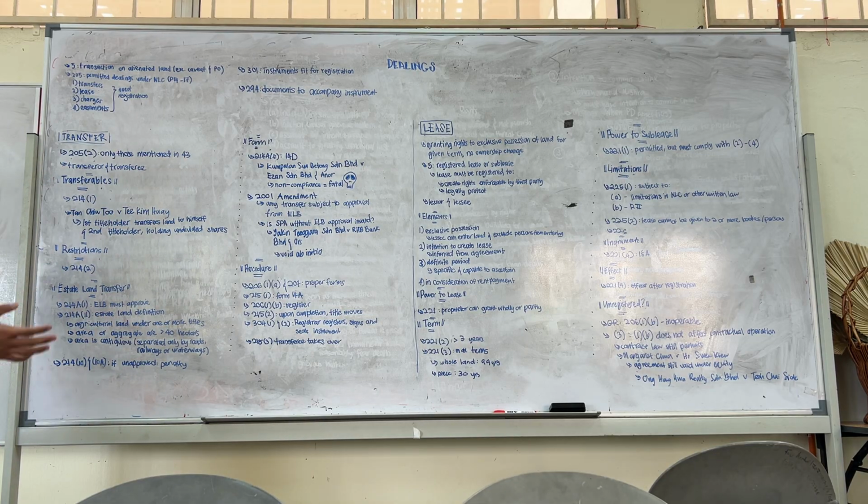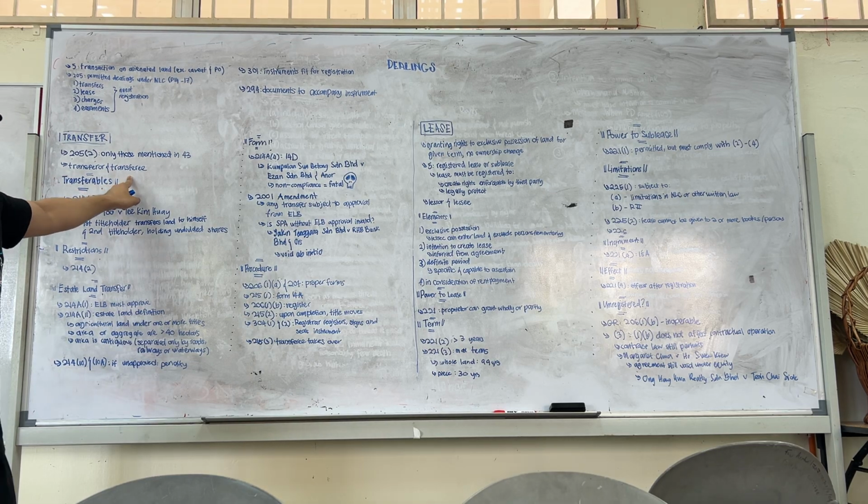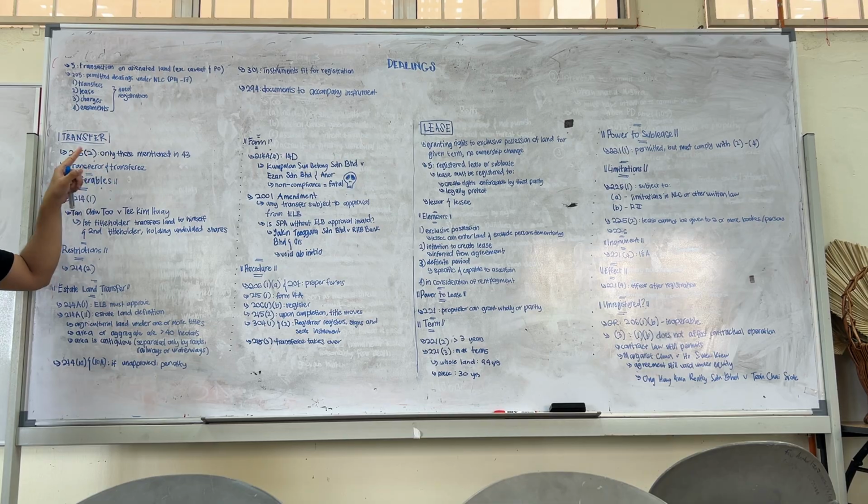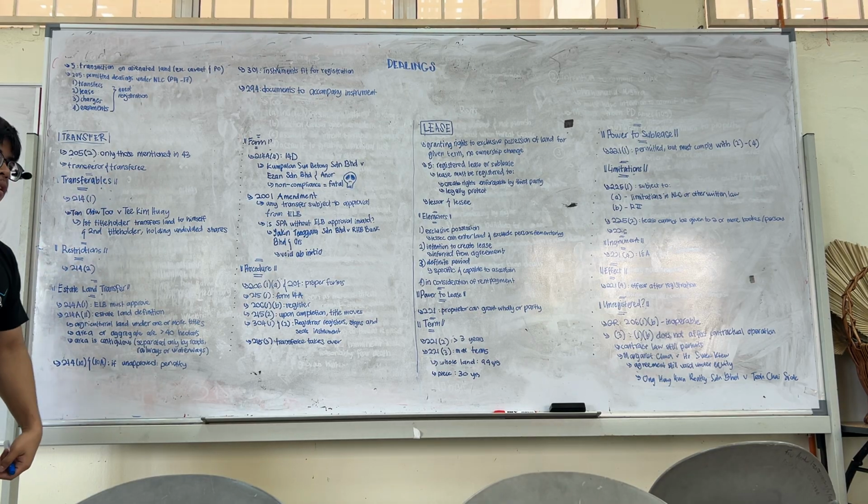Okay, so the terms used in the concept of transfer of land is the transferor, which is the person who transfers the land, and the transferee, who is the person who receives the land. So what can be transferred? Transferables. What can be transferred from one person, from the transferor to the transferee? It is outlined in section 214 subsection 1.